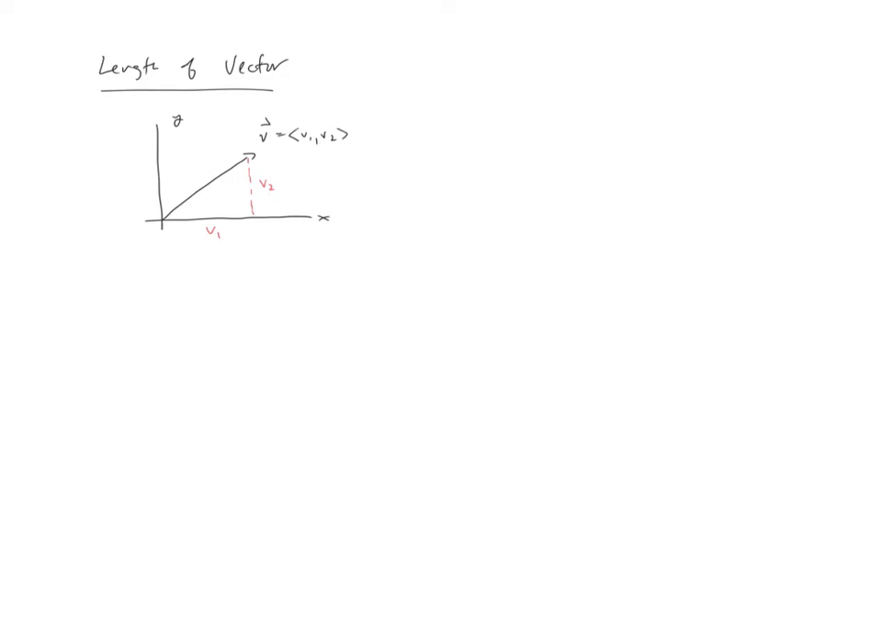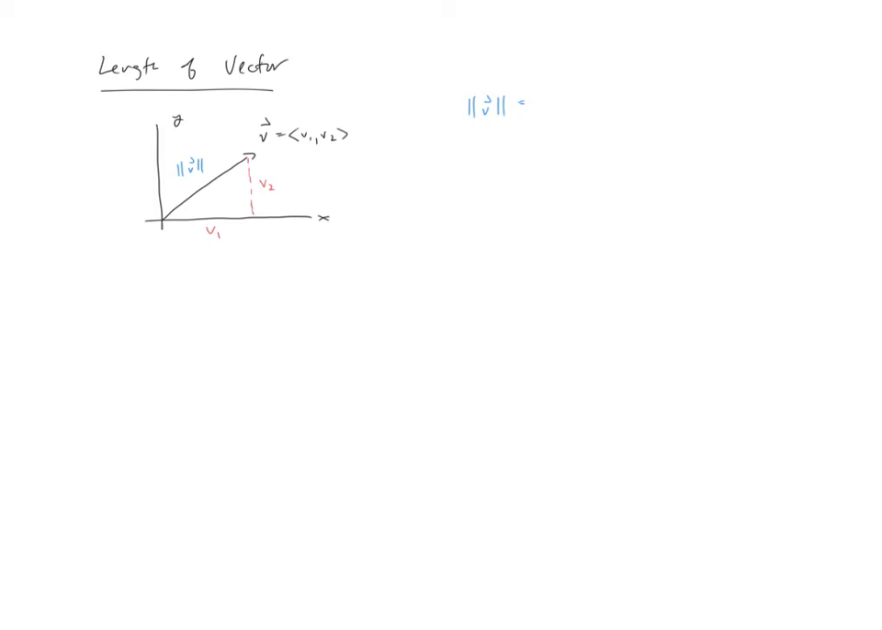Now, we're trying to find the length. The notation for the length of the vector is going to be this guy right here. So double bars on both sides of the vector. The book only uses single bars. Now, I'm personally not a big fan of that, because that also looks like absolute value.